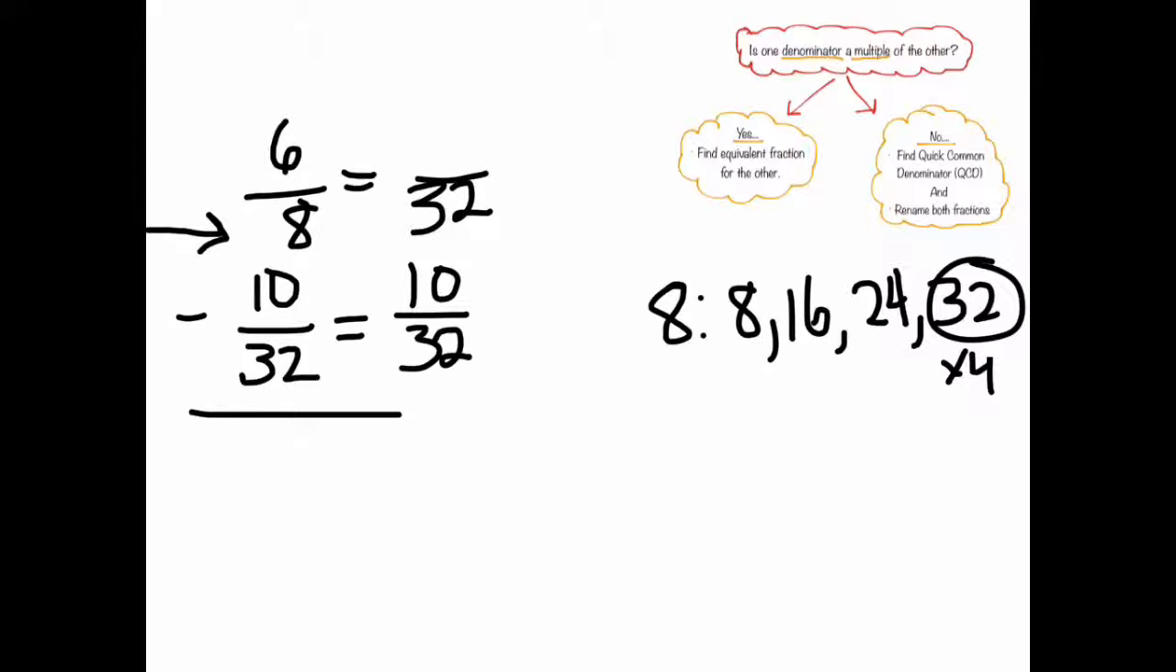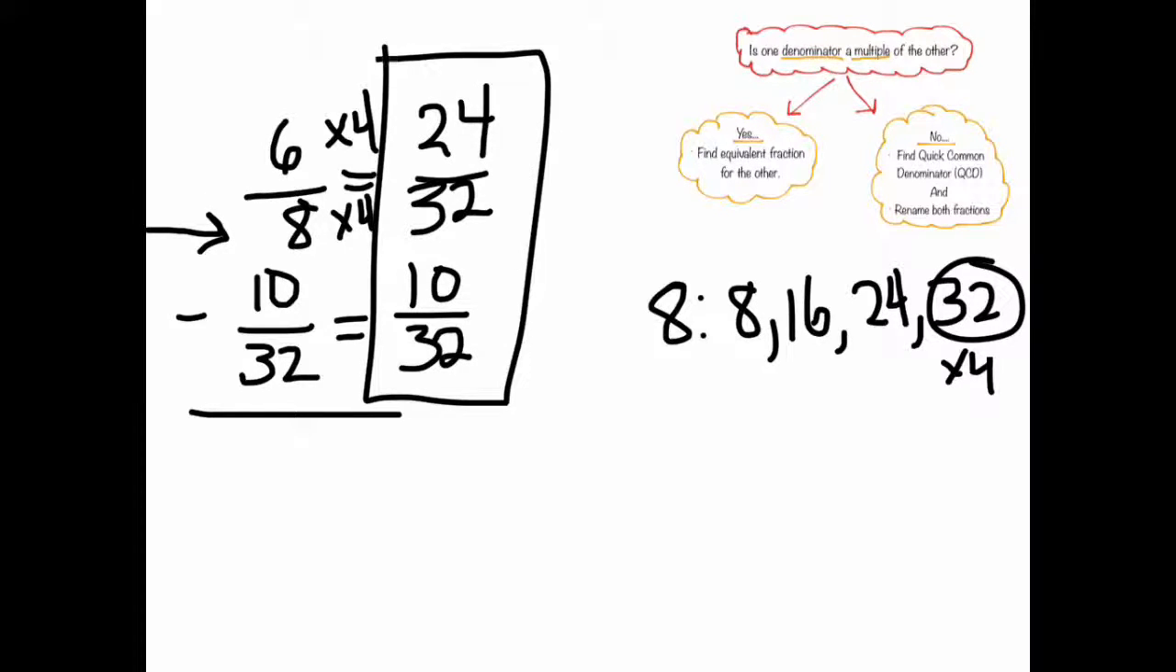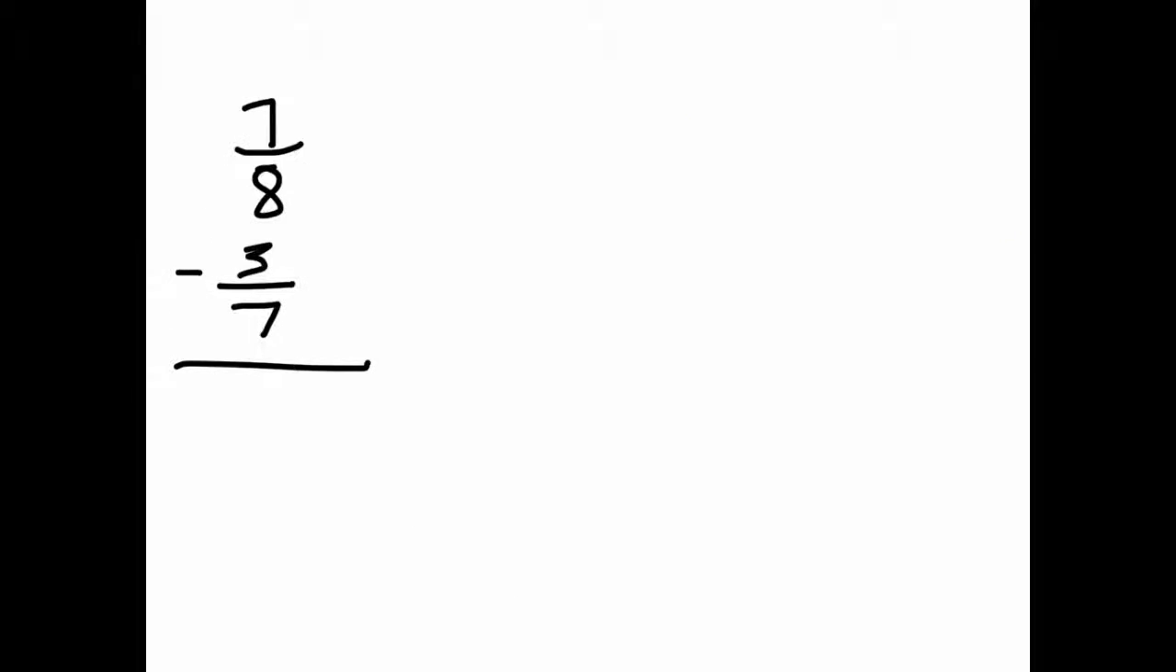Now I know that I multiplied by 4. 8 times 4 is 32, so I need to multiply my numerator by 4. 6 times 4 is 24. Now I have my new equation, and I can subtract 24/32 minus 10/32 is 14/32.